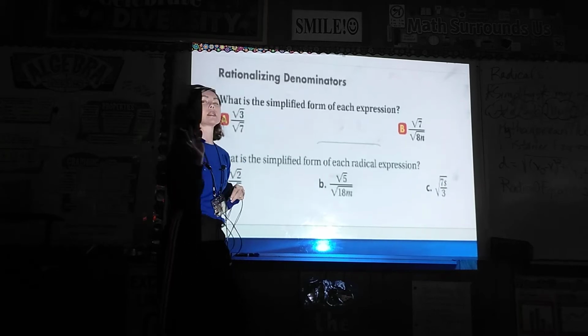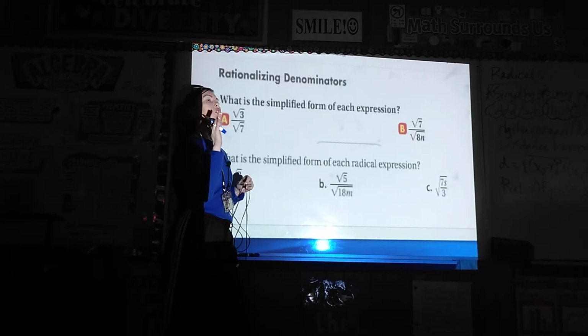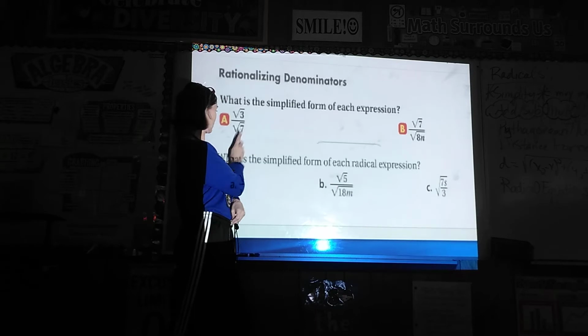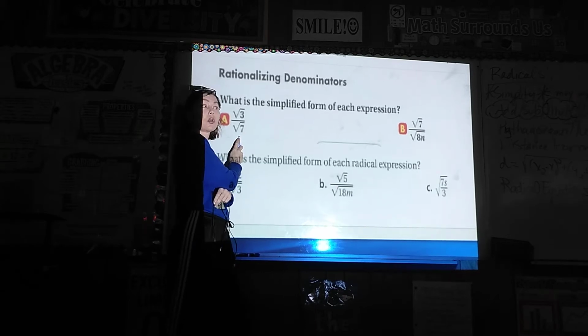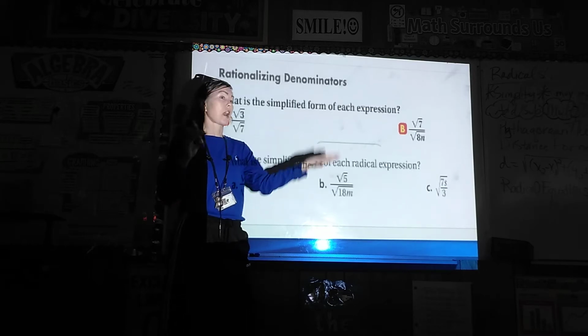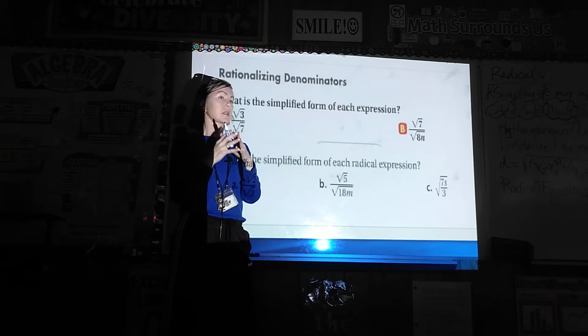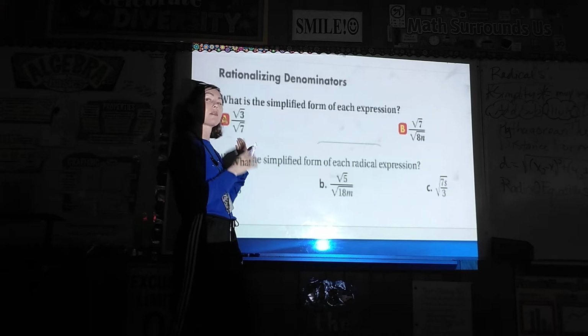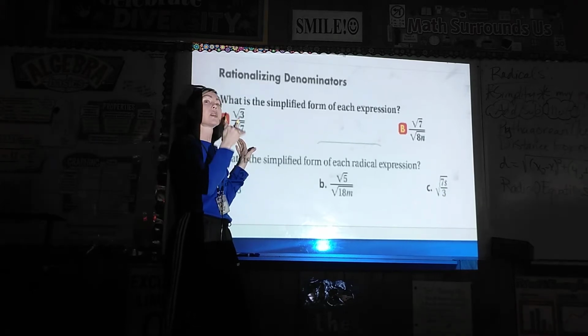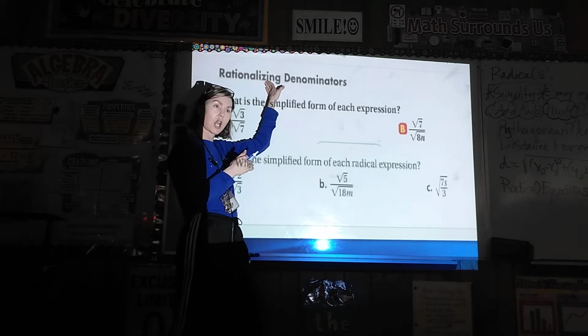Okay, rationalizing the denominator, okay? You cannot have a radical in the denominator. Just like I said before, just like you can't have variables on both sides of the equal sign, this is another one of those rules. You cannot have a radical in the denominator. How you get rid of radicals in the denominator is by rationalizing them.